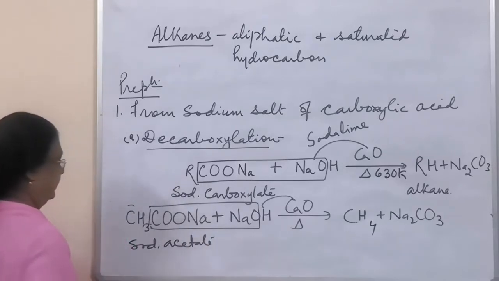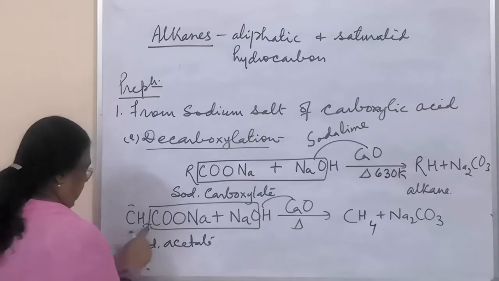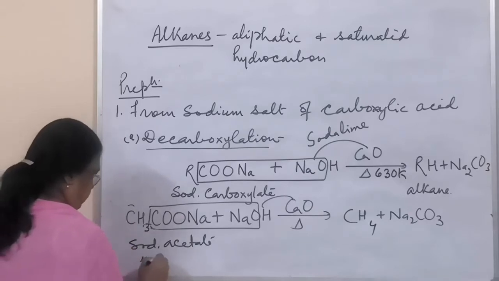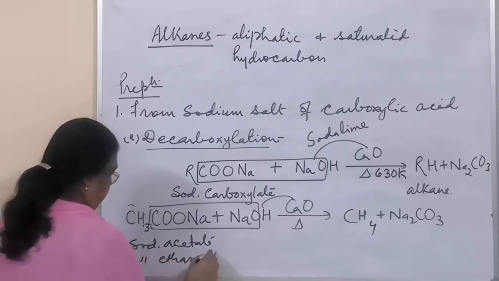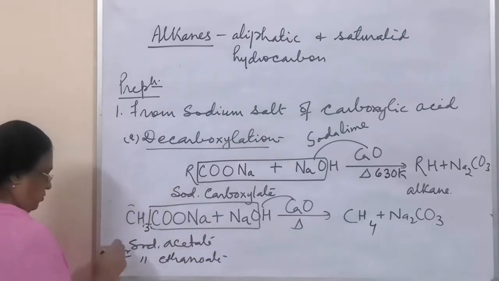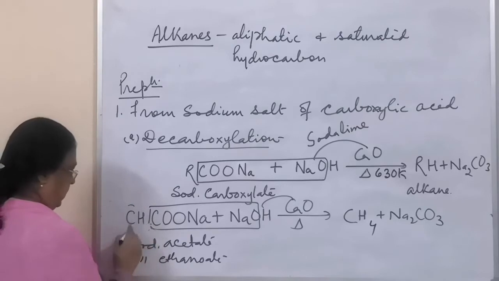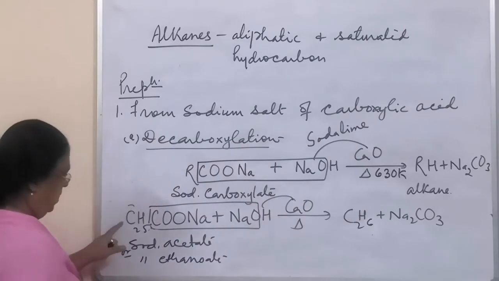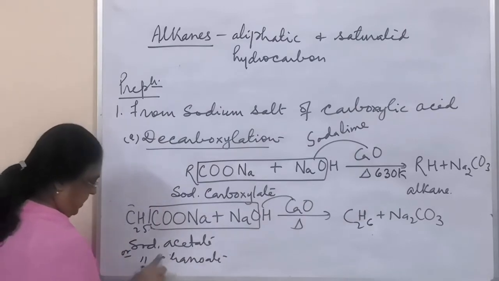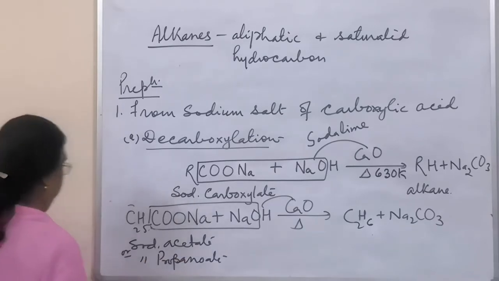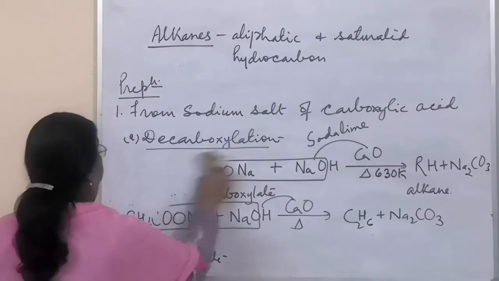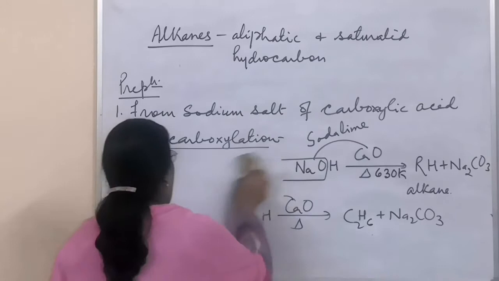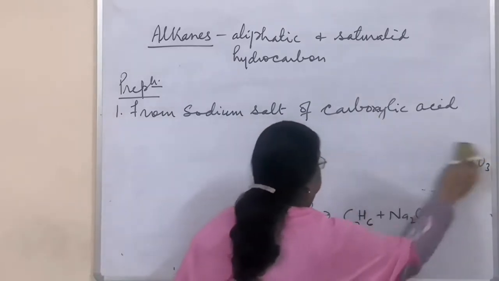The IUPAC name with 2 carbons is sodium ethanoate, and the common name is sodium acetate. And if you take C2H5, here it will be C2H6, ethane, from 3 carbons, sodium propanoate, and so on. So this way you can prepare alkanes from decarboxylation.